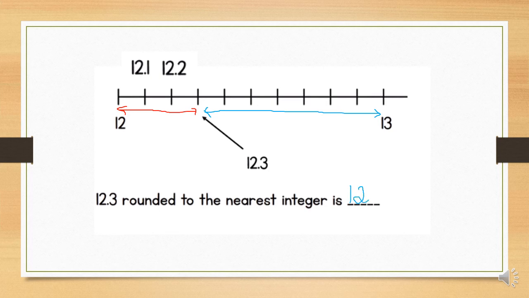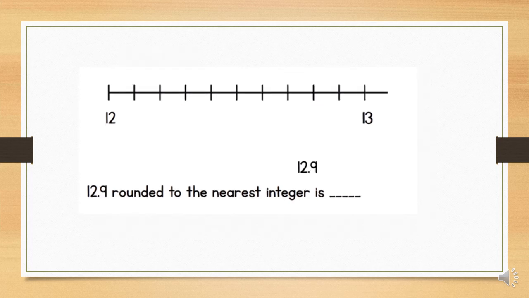Okay, let's have another one. So 12.9. Remember, if we were going to label this, we know 12.1, 12.2, 12.3, 12.4, 12.5, 12.6, 12.7, 12.8, 12.9 would go here. So let's draw our arrows and see whether it is closest to 13 or whether it is closest to 12. What do we think? That's right, it's closest to 13. So 12.9 rounded to the nearest integer is 13.